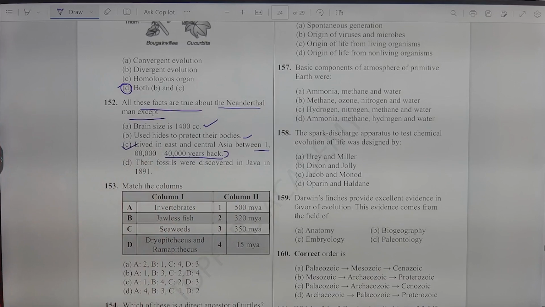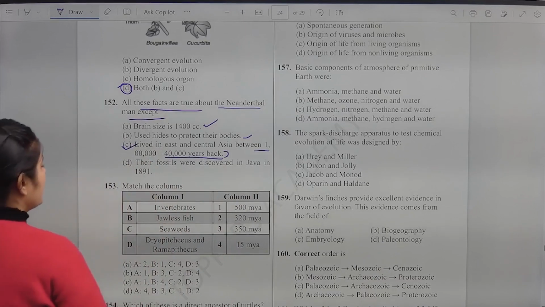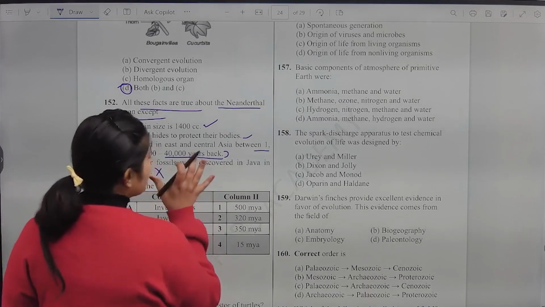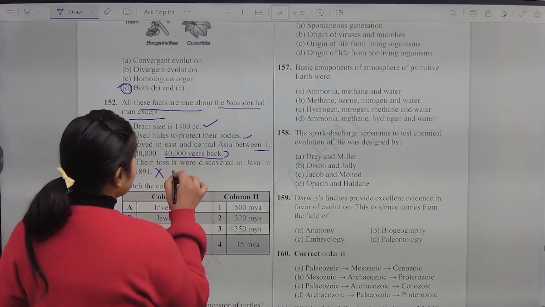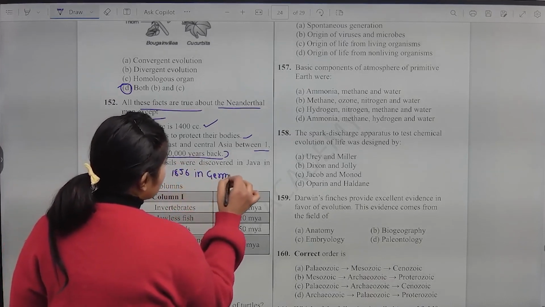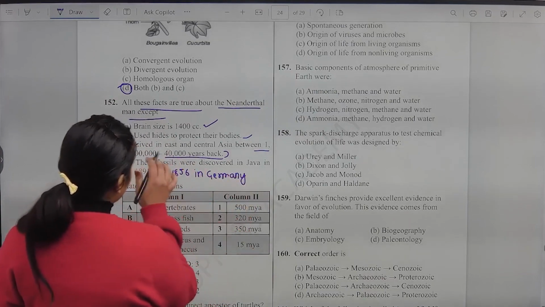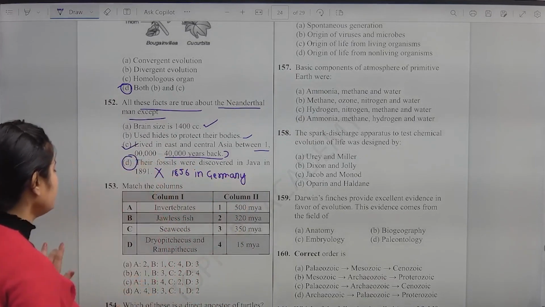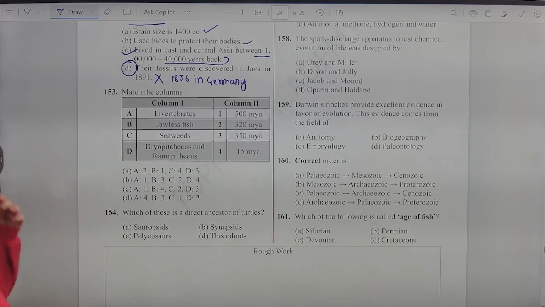Next, the last statement you have: their fossils were discovered in Java Island in 1891. It is incorrect because their fossils were discovered in 1856 in Germany. So which one is your incorrect statement? Answer is your D.